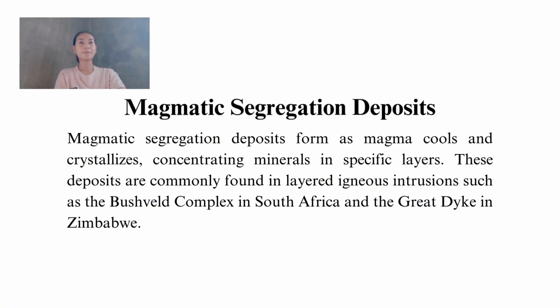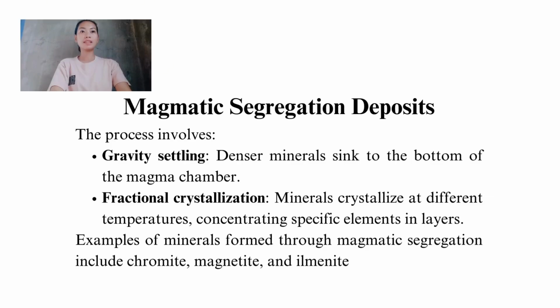The first type is the magmatic segregation deposit. This was formed as magma cools and crystallizes, concentrating minerals in specific layers. This is commonly found in layered igneous intrusions such as Bushveld Complex in South Africa and the Great Dyke in Zimbabwe. Magmatic segregation deposits were formed through a process involving gravity settling and fractional crystallization.